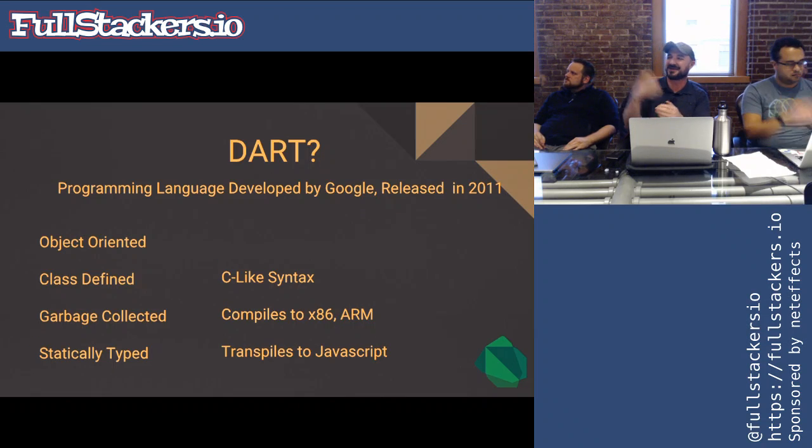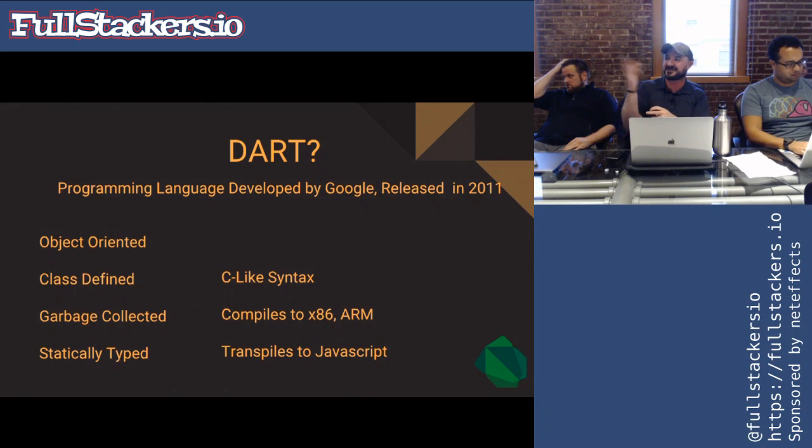So it's object-oriented, it has classes, it's garbage collected, it's statically typed. They say C-like syntax, and the big one is that it compiles to x86 and ARM, and also they have a JavaScript transpiler. They'll do dart2js, and I think they do WebAssembly now. And if you've used TypeScript, it looks a lot like TypeScript, so I would probably compare it to that more than maybe some other languages.